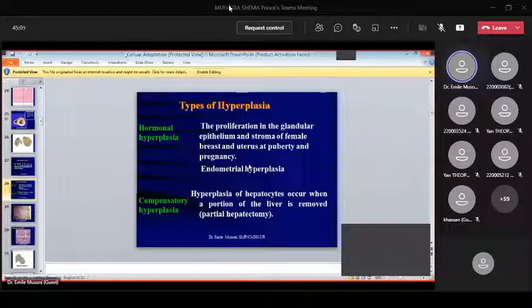Even for the breast. Compensatory is hyperplasia of hepatocytes, which occurs when a portion of the liver is removed. For example, when they remove one part of the liver, what we call a hepatectomy, the remaining part can regenerate by hyperplasia.